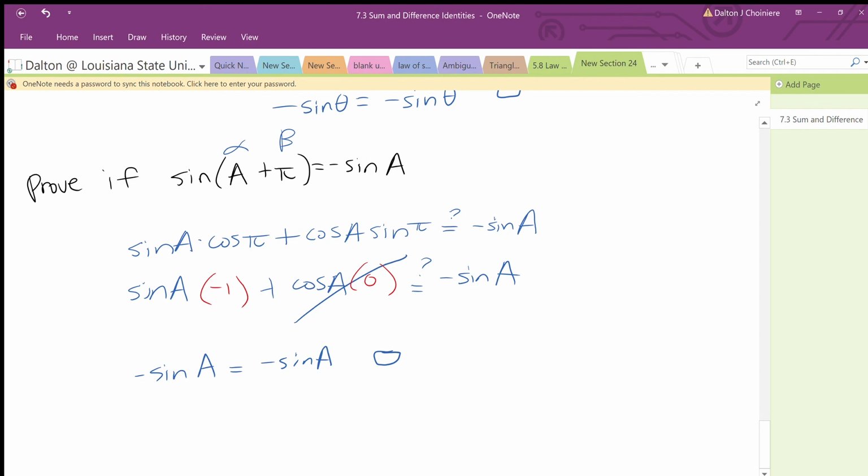You're going to use your identities to help you expand those angles that are being added or subtracted from each other. Again, I apologize for the length of this video, but that's how I had to fit everything in and not leave anything out. So I hope it helps.